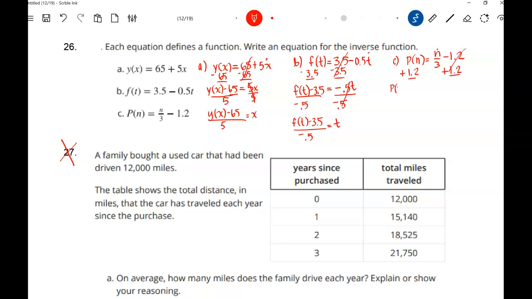So I have P of n plus 1.2 equals n divided by 3. Now I need to get rid of that 3. It's being divided, so I'm going to multiply both sides of the equation by 3. So I can leave it like this: 3 times P of n plus 1.2 equals n.